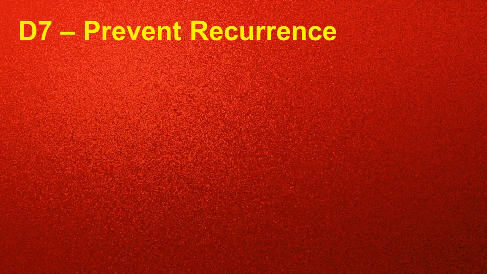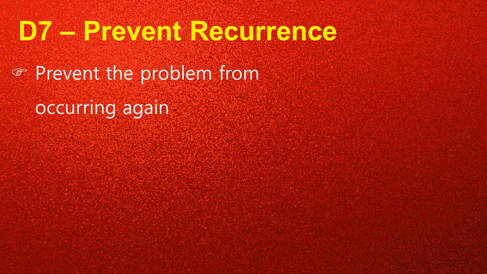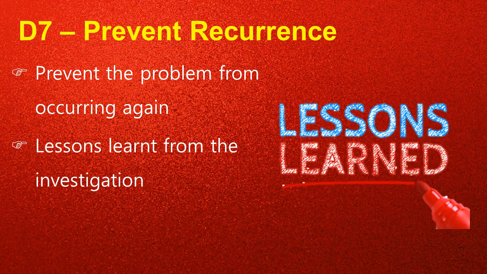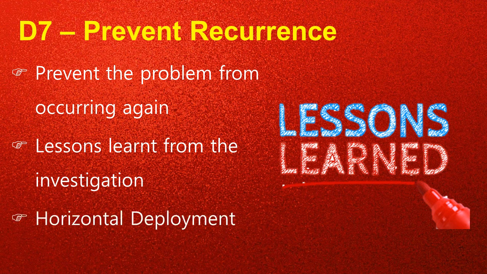The seventh step in the 8D problem solving is D7, and it is related to preventing reoccurrence. This is the most beneficial step in the whole process of 8D because it prevents the problem from occurring again. Lessons learned from the investigation have to be captured for future reference. Third, it focuses on horizontal deployment because we know prevention is better than cure, and the D7 step provides the opportunity to share the knowledge and prevent problems on similar products or processes.